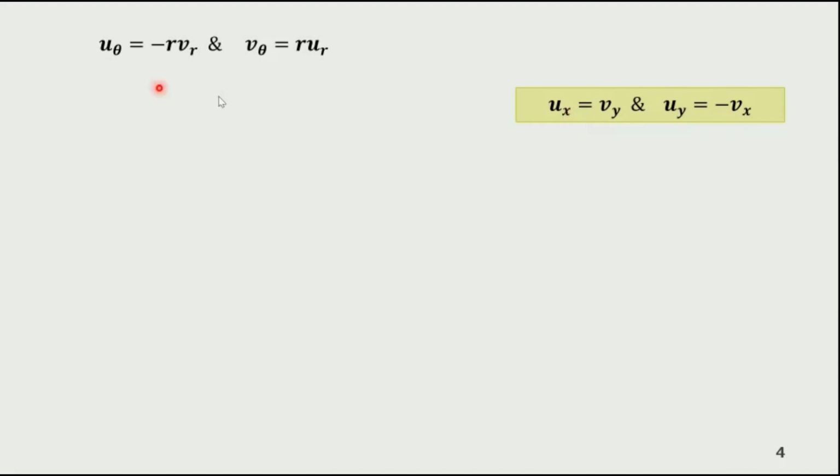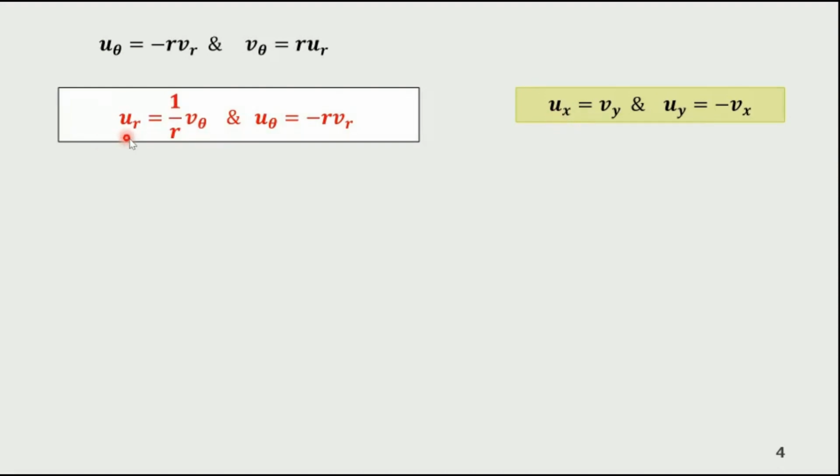In the same way, we remember for R and theta. Here the variables are R and theta, so we start writing with U_R, V_θ, then U_θ, V_R. First R, theta, then theta, R, and again we have a negative sign. The extra terms we get are 1 by R in U_R and minus R in U_θ. Only that much you have to remember.